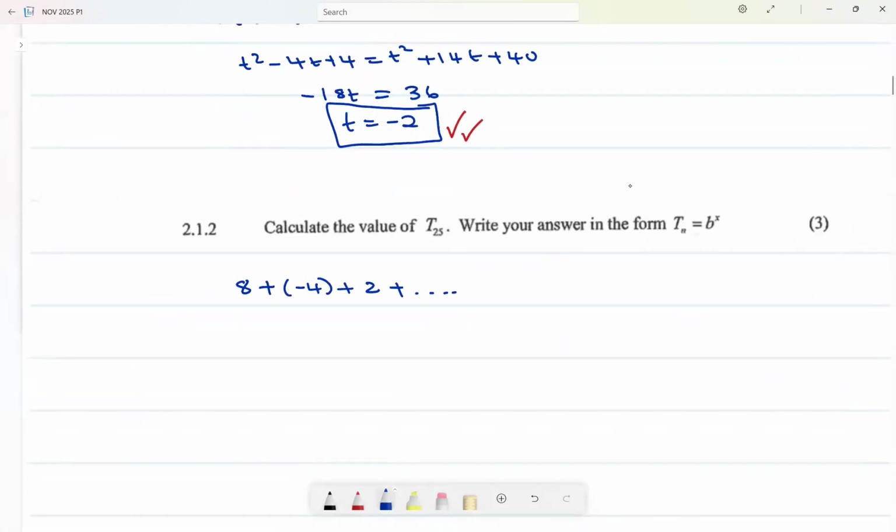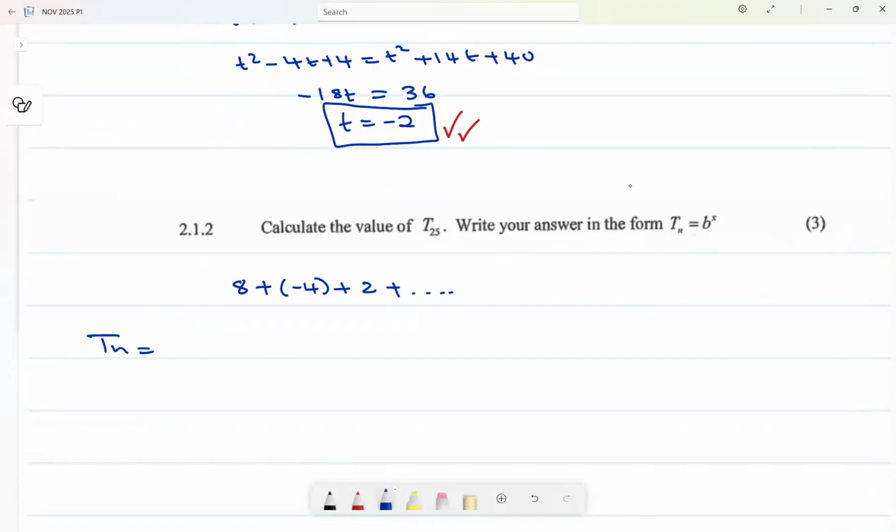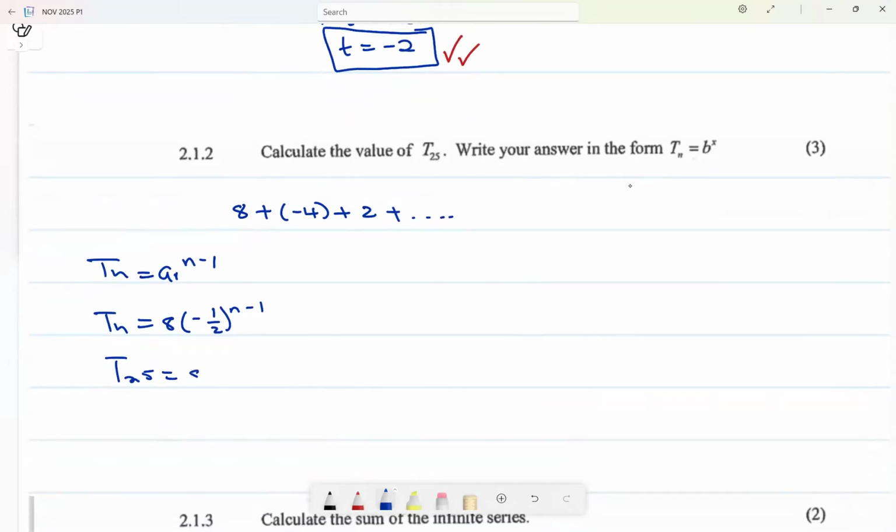So our Tn in this case is going to be a times r to the power of n - 1, where a is 8 and r we found to be -half. This is my Tn, but they wanted T25. So T25 is 8 multiplied by -1 half to the power of, when I substitute 25, it's going to be 24.